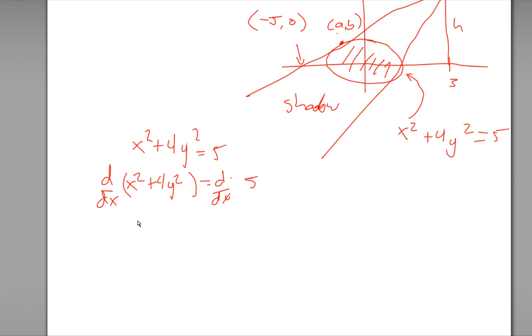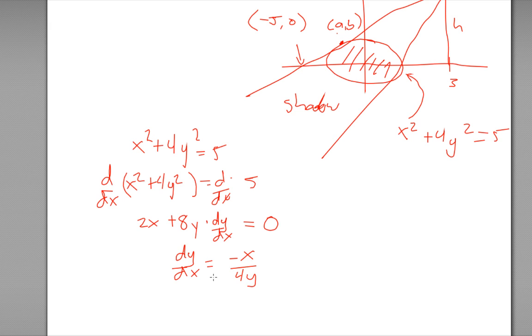What we end up with is 2x, because the derivative of x squared is 2x, plus 8y, because the 2 comes down, times dy/dx by the chain rule. Whenever we take a derivative of y, we need to make sure we multiply by dy/dx. The derivative on the right-hand side is just 0. So if we solve for this, dy/dx is equal to negative 2x over 8y, and we end up with this derivative being -x divided by 4y.